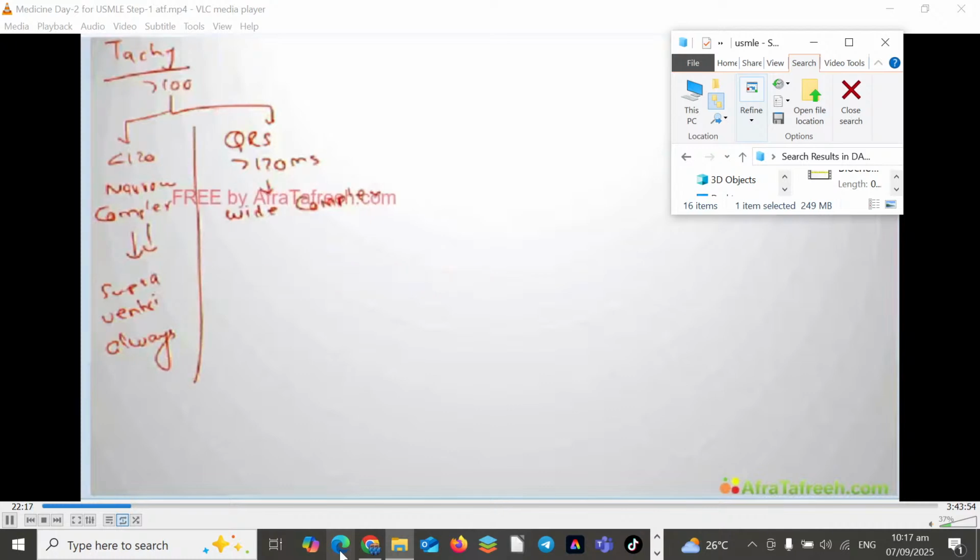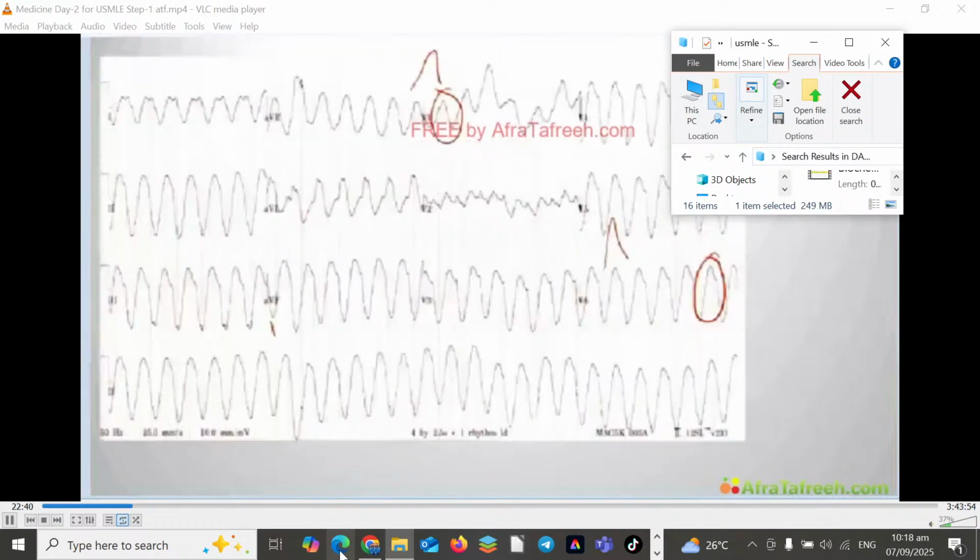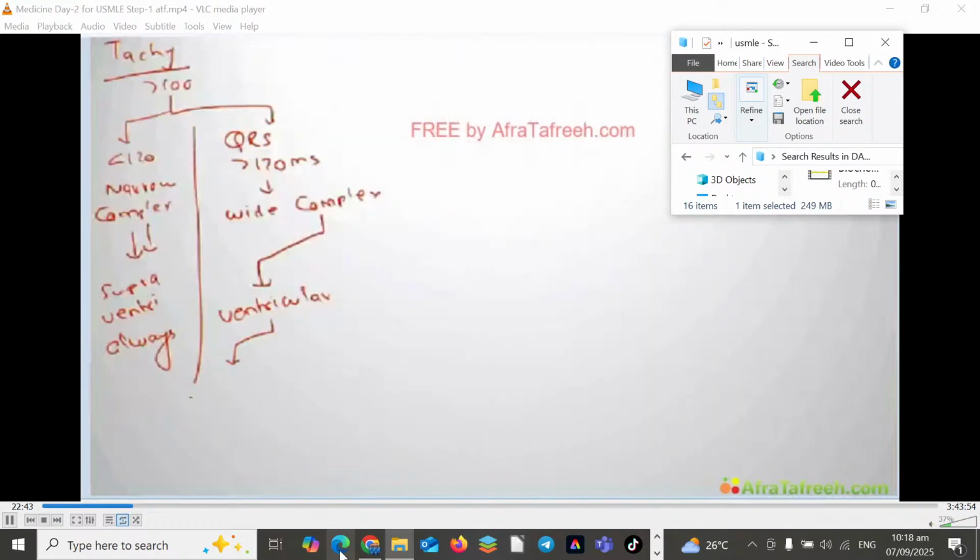Now, when you are talking about a wide complex tachycardia, it is more often than not a ventricular rhythm. That means the impulse is starting in the ventricles and heading upwards towards the atria. That is why it would always be associated with an extreme axis, and also with bizarre looking concordant QRS complexes.